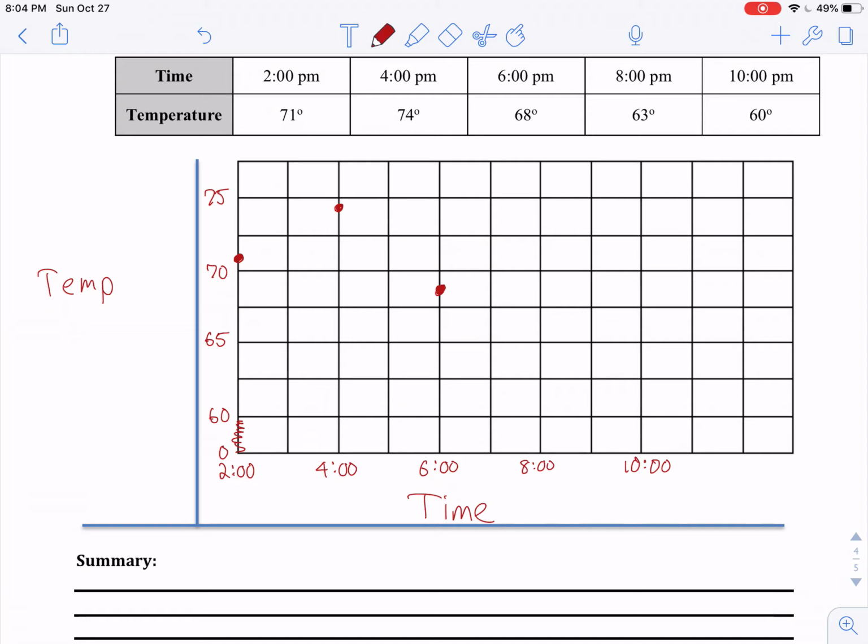Maybe even a little bit closer actually. Let me think about that. Because this is 67.5, so 68 would be right here probably. Okay, and then we got 63 degrees for 8 o'clock. That's going to be just above 62.5. And then we have 10 o'clock, which was 60 degrees right here.